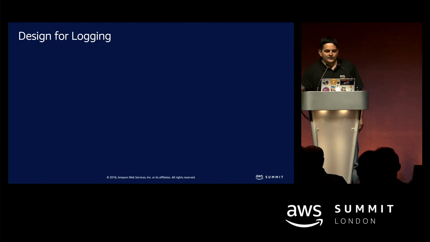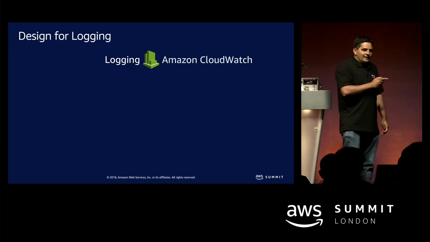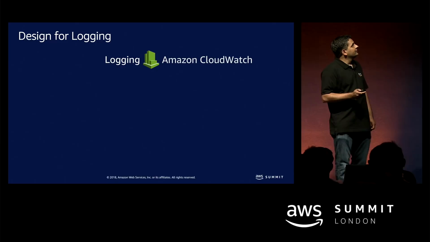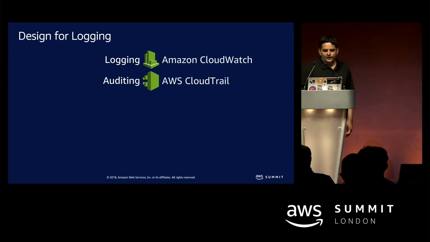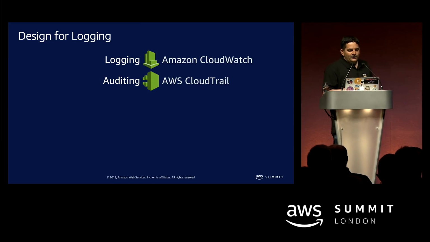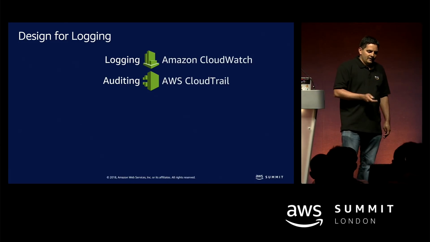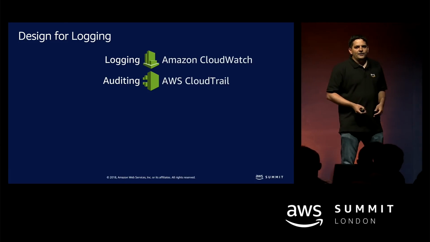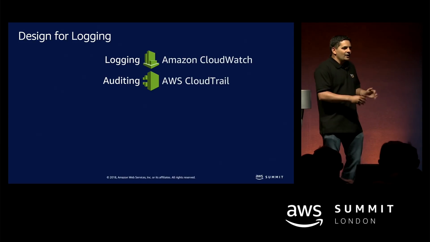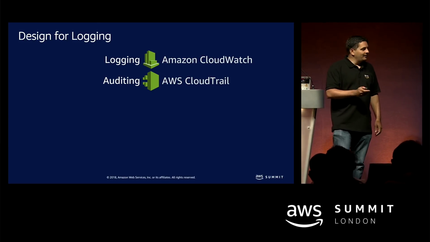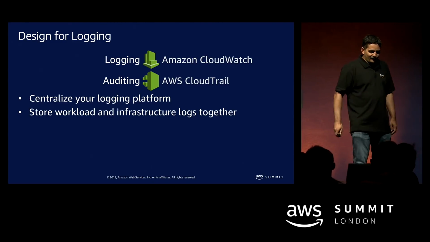And the key here is to centralize your logging. And to do that, you can use Amazon CloudWatch. And again, for auditing, you can use AWS CloudTrail. Centralizing your logs makes it much easier to identify the root cause of an issue. If you can look at all of your application logs, infrastructure logs, networking logs, and DNS logs all in one place, with one search, it makes it a lot easier. So that's the key first thing: centralize your logging platform.